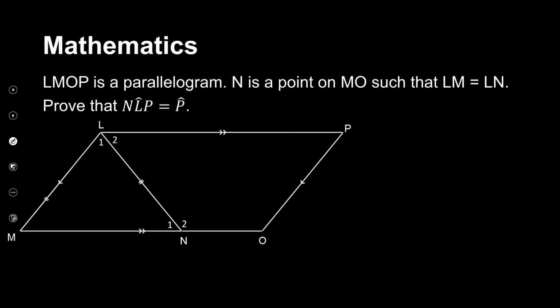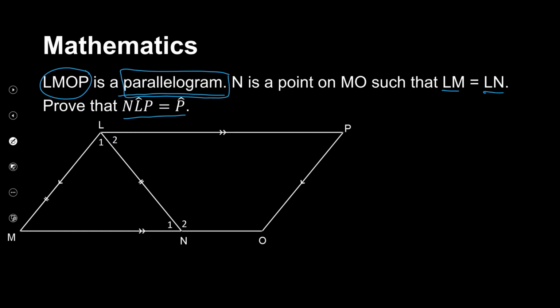Now, let's put this into a more practical way of doing it, right? What is all of this all about, this parallelogram? Let's try and see how I can now use this in a diagram. So they say LMOP is a parallelogram. Now I need to immediately switch on my brain on what are the properties of a parallelogram, right? And then N is a point on MO such that LM is equal to LN. And then we are required to prove that, right? But for now, we don't want to focus much on the proving, right?